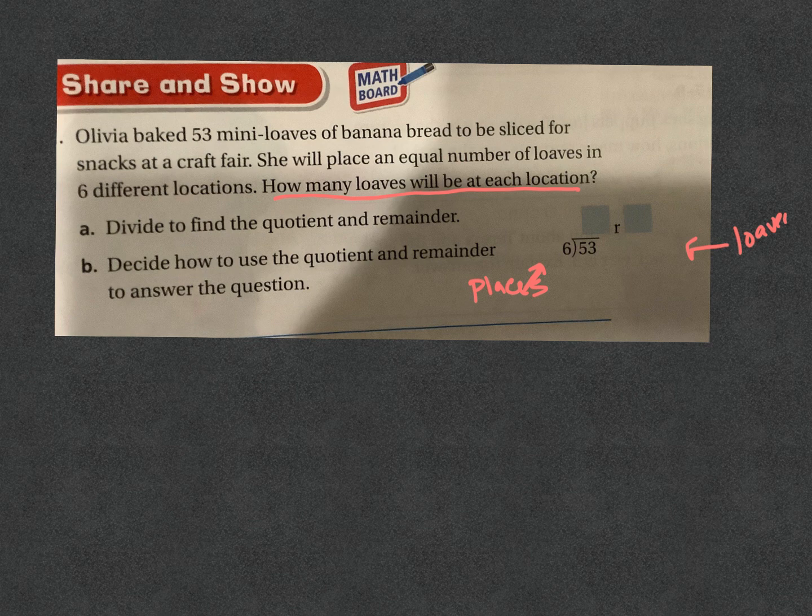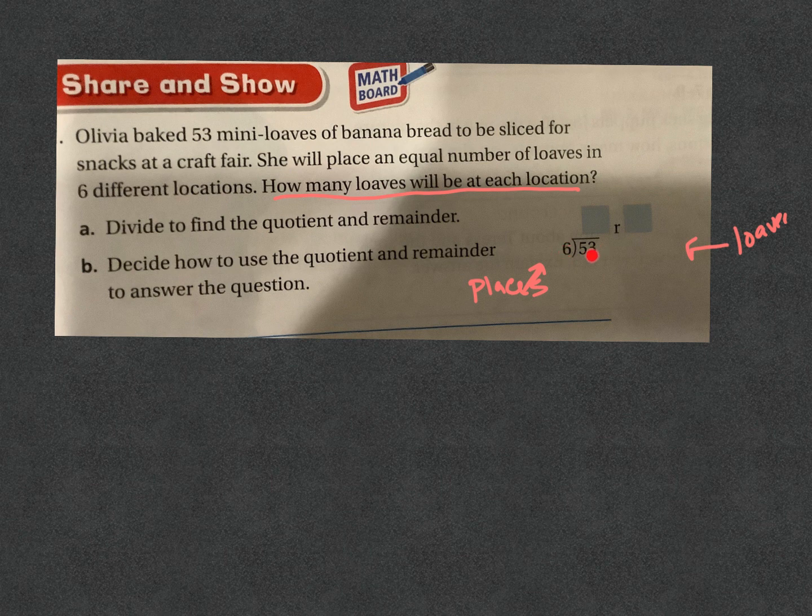All right, let's let our multiplication skills help us solve this. To divide to find the quotient, the answer to a division problem, and the remainder, I need 6 times something that gets me as close as possible to 53 without going over. Well, 6 times 6 is 36, so it's lower than that. 6 times 7 is 42, lower than that. 6 times 8 is 48. 6 times 9 is 54.